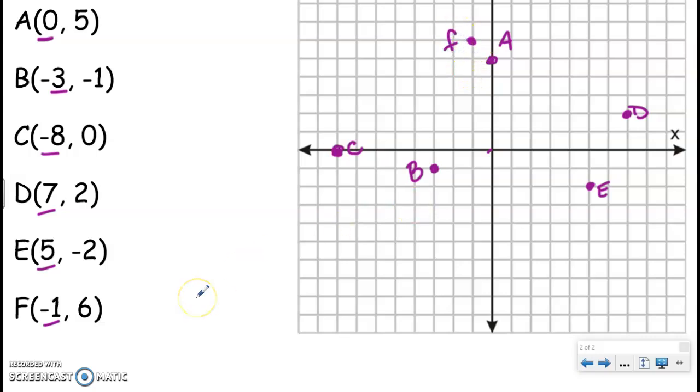Okay, and that's it. That's all you're doing to plot points. If you have any questions, make sure you let us know.